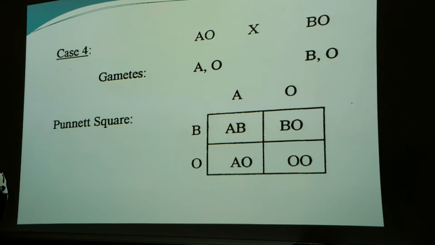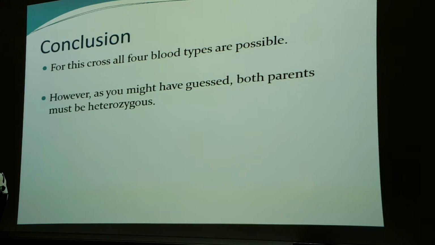So you can indeed get all four types, can't you? So all four types are possible. Okay, both parents must be heterozygous. You might have guessed that from the onset.